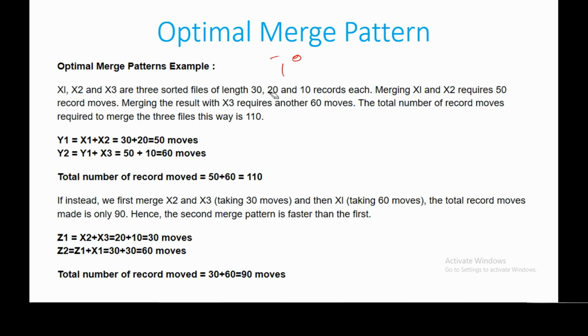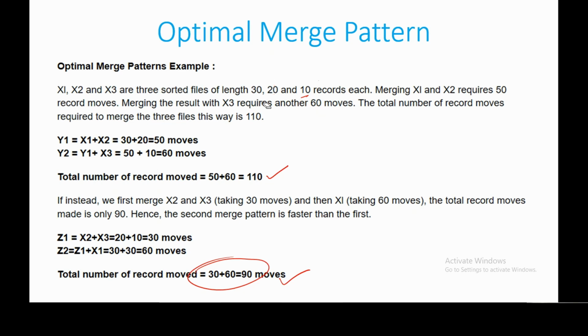So you can see here, when we merge x1 with x2 and then merge the resultant with 10, the total moves are 110. And when we merge x2 and x3 and merge the resultant with the first file, the total number of moves is 90. So you can see this second option has the minimum number of moves.